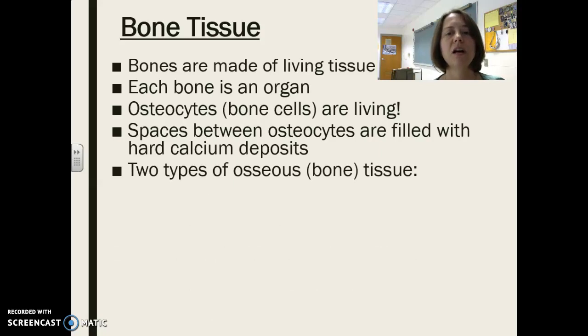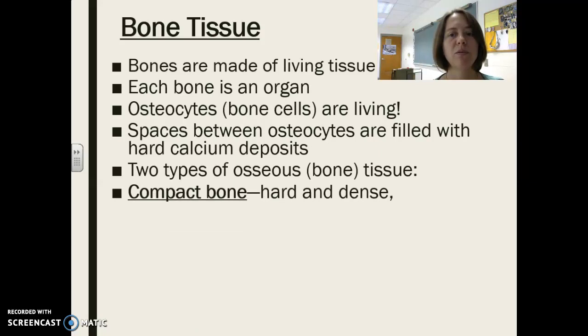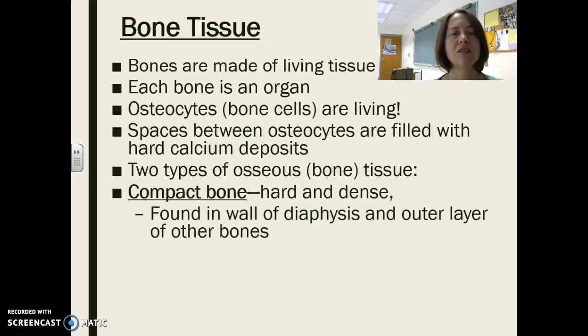There are 2 types of bone tissue or osseous tissue. Compact bone, which is more compact, it's hard and dense, and as we talked about earlier, it is found in the wall of the diaphysis and the outer layer of other bones.